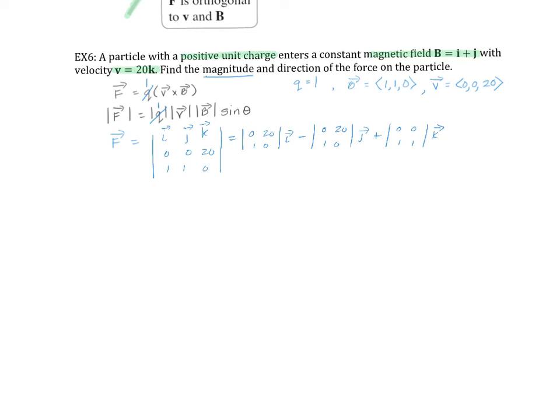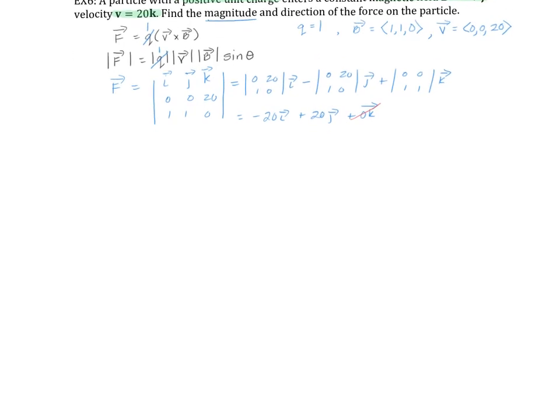So 0 minus 20 would be equal to a negative 20i. 0 minus 20, so that would be a minus 20 or a plus 20j. And then k is going to be 0 minus 0, so plus 0k, which is gone. If I were to write this in vector notation, it would be the vector negative 20, 20, 0.